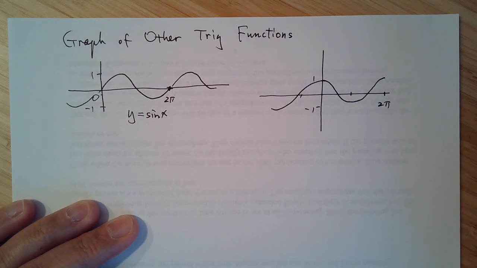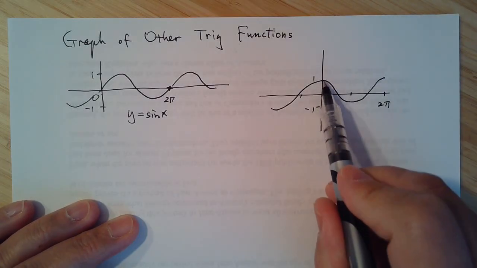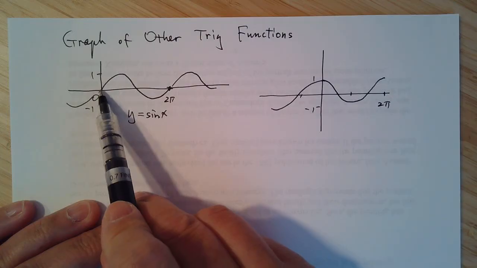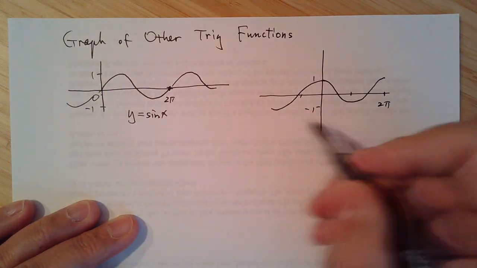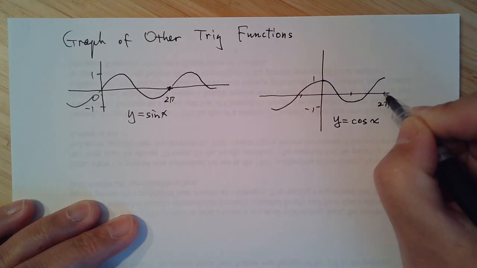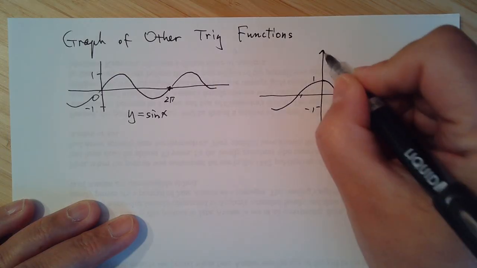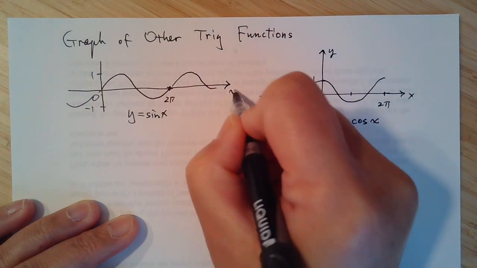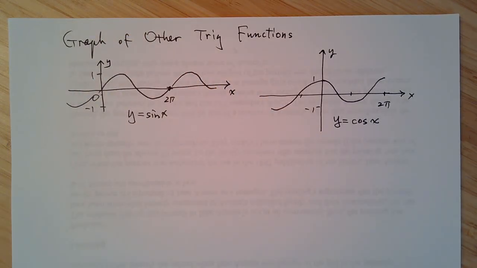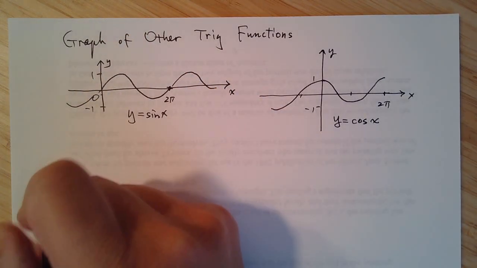So the period is 2 pi, but it starts from the highest point and goes down and up. And this one starts from 0, 0, and goes up. This is a sine, and this is a cosine. So this is the graph that we learned in the last session.